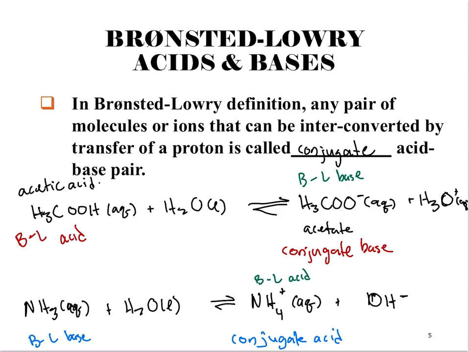So with each of these Bronsted-Lowry definitions of acids and bases, when it donates or accepts a proton, what's left over is defined as the conjugate of the opposite, right? So a Bronsted-Lowry acid becomes a conjugate base. That acetic acid turns into acetate, which is the conjugate base of acetic acid. The Bronsted-Lowry base, when it accepts a proton, becomes a Bronsted-Lowry acid, and we call that the conjugate acid of ammonia. So ammonia is the base, and its conjugate acid is the ammonium ion.